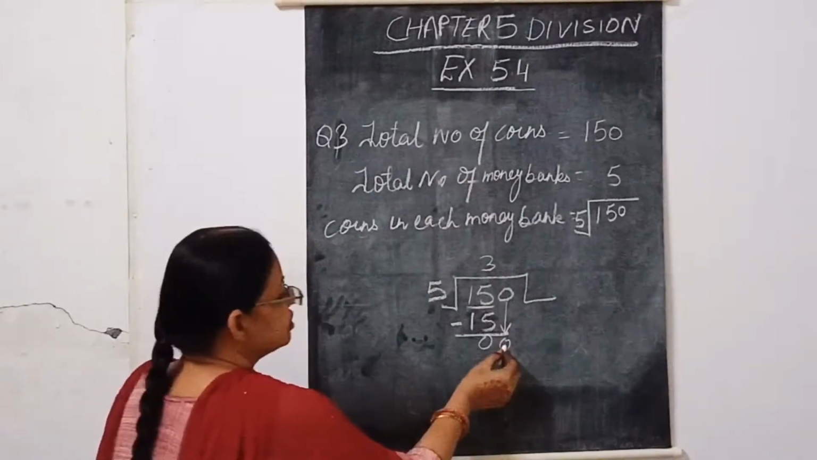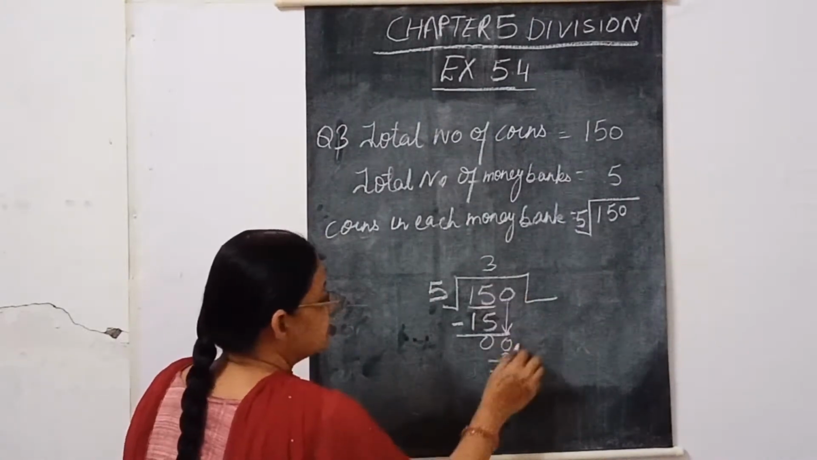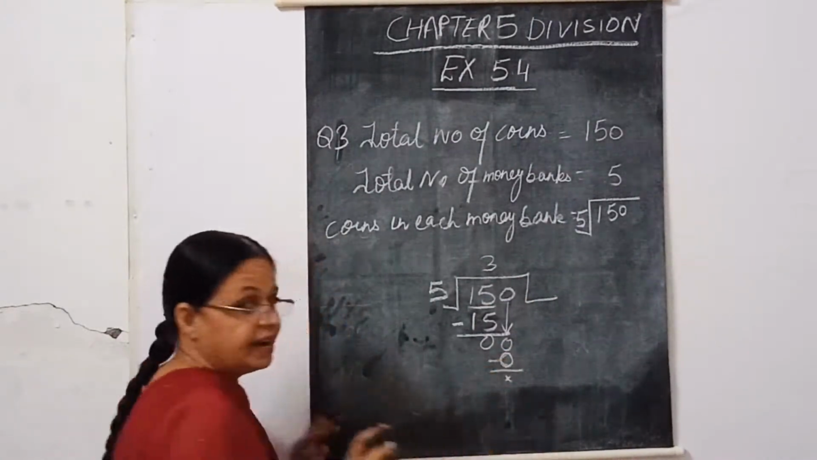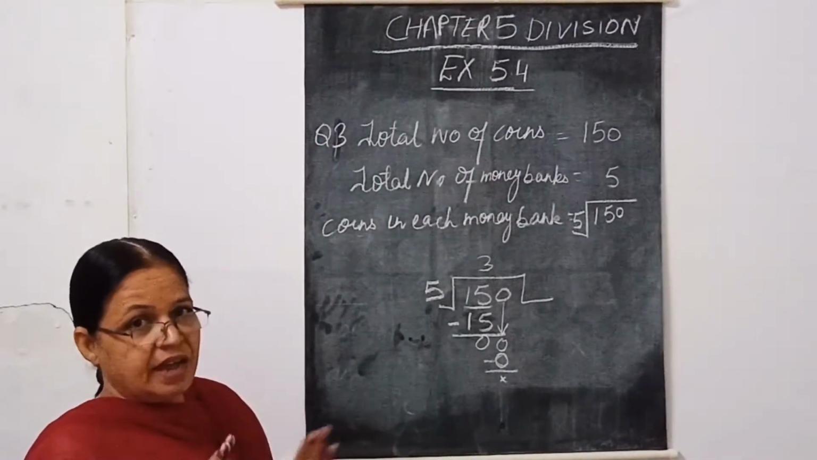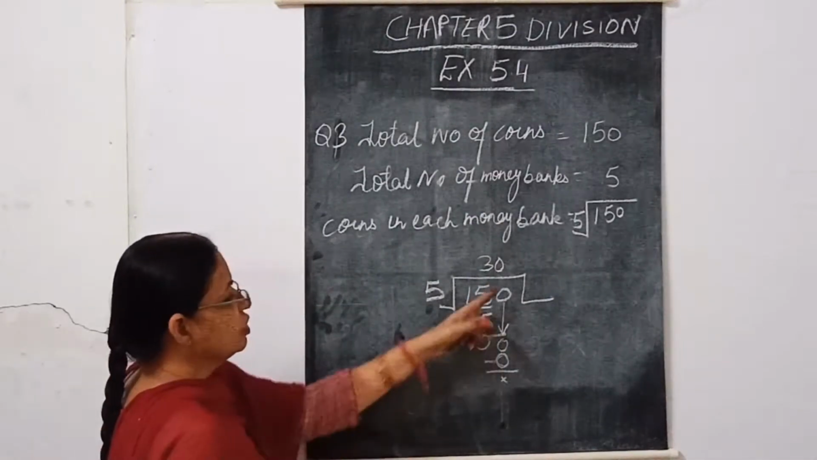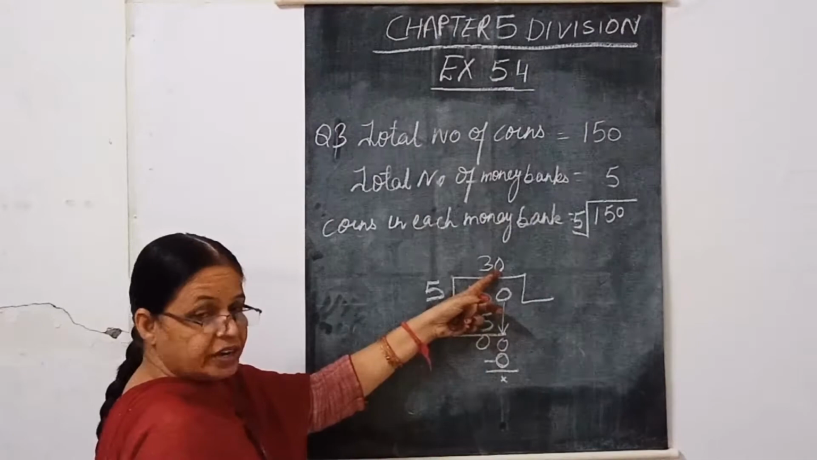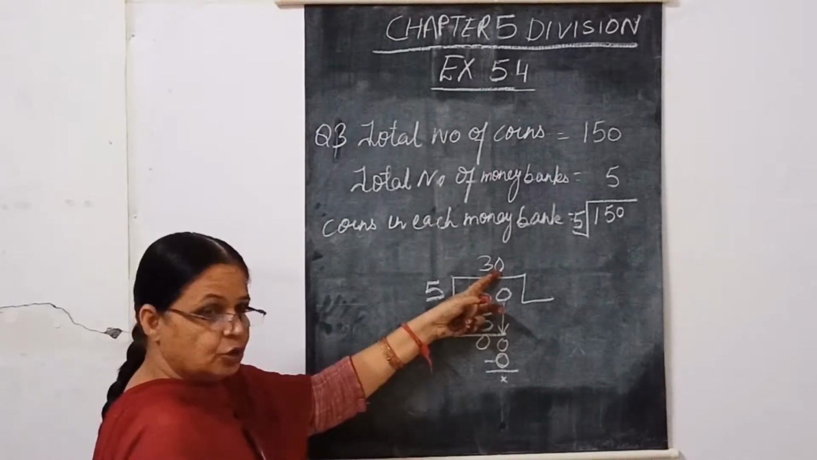So when you are dividing 0 with 5, the answer will be 0. So here the answer will be 0. This 0 will come up. Don't ignore this 0. Don't forget to write the 0. Otherwise your answer will be wrong.